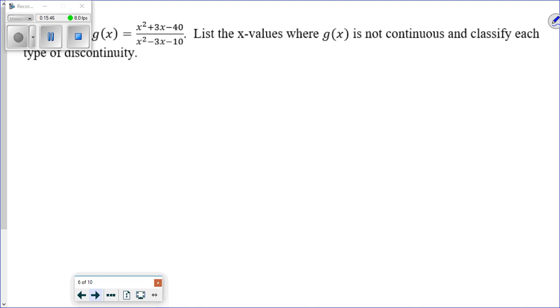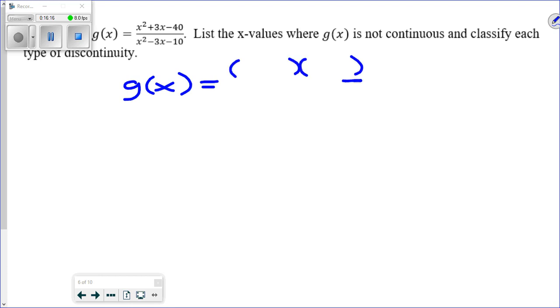Most of the time, you're going to be given a rational function because rational functions are the functions that have vertical asymptotes in their graphs or holes in their graph. You might also be given a piecewise function, because with a piecewise, that's when you might have a jump discontinuity. Usually when you're given a rational function, you're just trying to find the holes and the vertical asymptotes. So we usually would start by factoring.